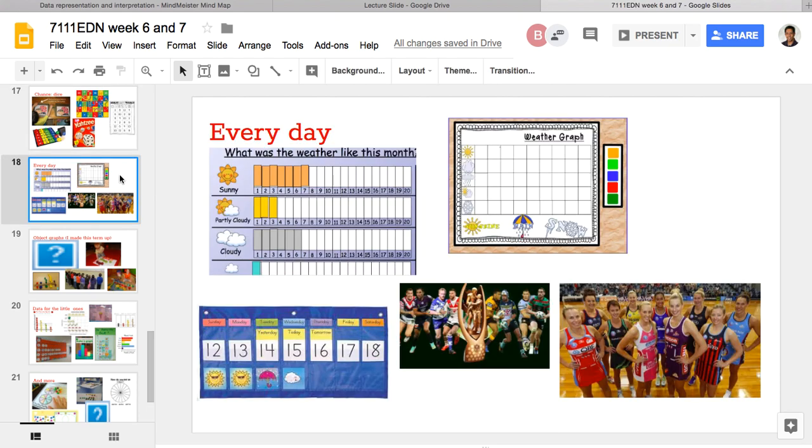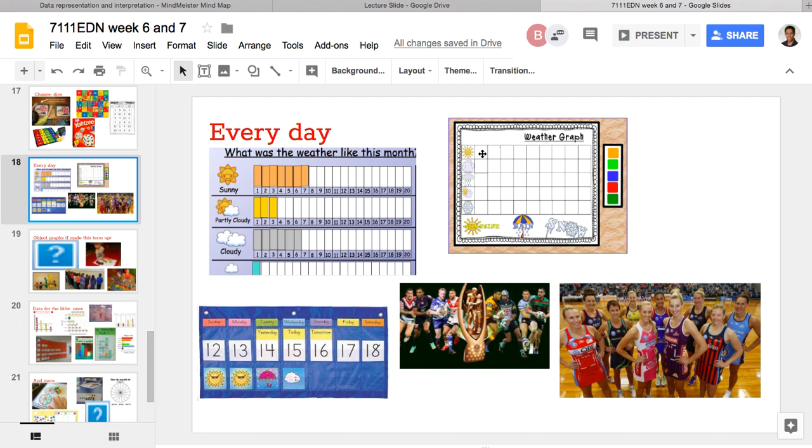Okay, now in terms of every day, what can we do every day? Well, quite a common feature of many primary school classrooms in the morning meeting is that they will track the weather. So for example, is it sunny, is it partly cloudy, and is it rainy, and so forth. So what they can do is actually track how many days over the month was sunny, partly cloudy, and so forth. Here's another example of that graph, but in this case it's more of a picture graph.